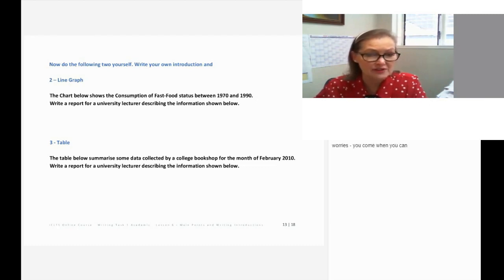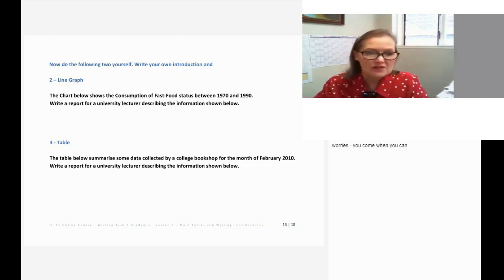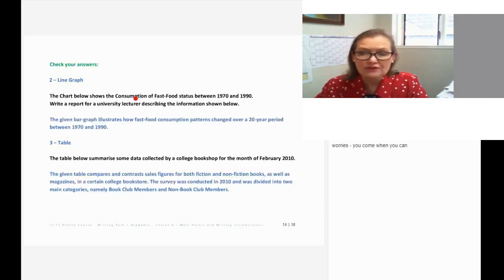So once again, I've used the given bar graph. Actually, I think that was a line graph, wasn't it? So I've made a mistake there. That's actually a line graph. So the given line graph illustrates how fast food consumption patterns changed over a 20-year period. And I've used between 1970 and 1990.